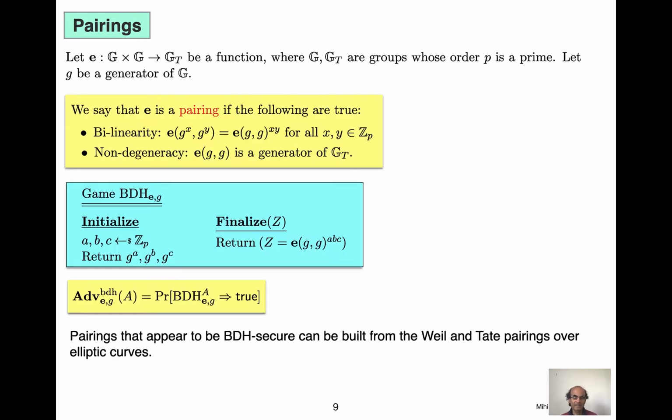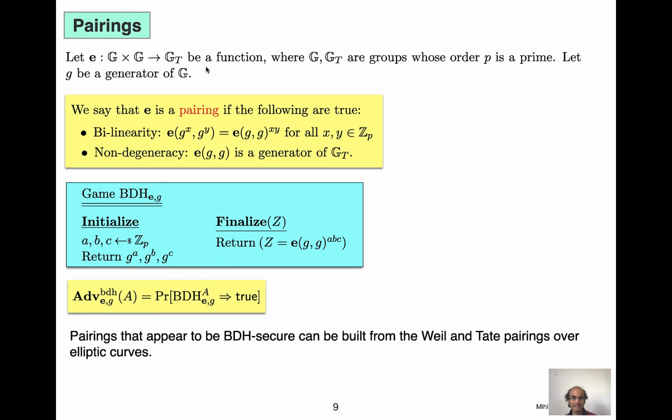So, that's where pairings come in. These pairings or bilinear maps were present in mathematics. They can be built from the Weil and Tate pairings of elliptic curves, and they were imported into cryptography with this sort of first spectacular application of giving us identity-based encryption, and then followed by a whole bunch of usages to the point where now they're a common tool.